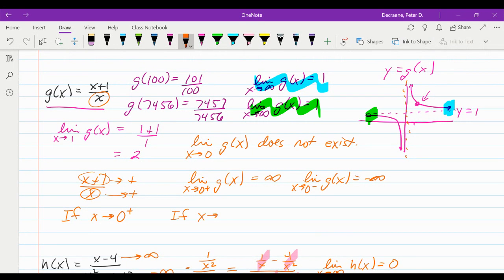If x approaches 0 from the left on (x plus 1) over x, the bottom is going to go to negatives, and the top is going to go to positives because we're adding little bitty pieces to 1, and so this is going to go toward negative infinity. So we can do a little bit of sign analysis on that as well.